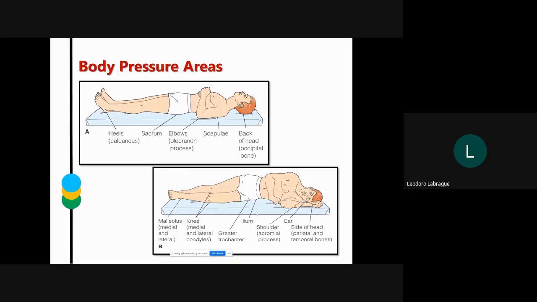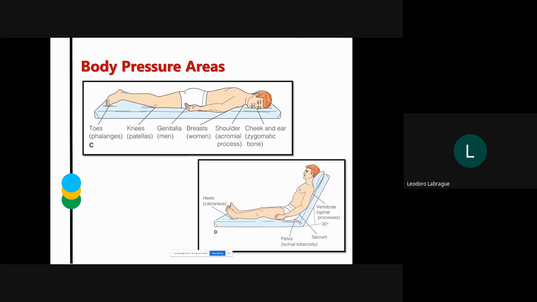You have the heels, the sacrum, the elbows, the occipital area. If the patient is in side-lying position, what are the pressure points? The medial and the lateral condyle. You have the greater trochanter, you have the ilium. The shoulder also is a body pressure area. Even the ears and the parietal and temporal areas. Again, you need to check all those areas if your patient is immobile.